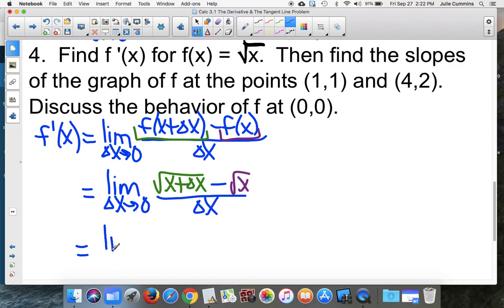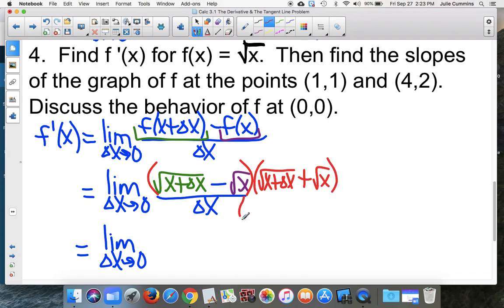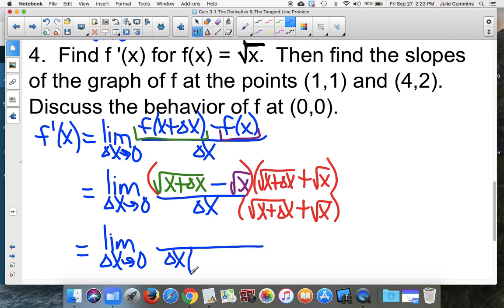So this will be the limit as delta x approaches 0. And what we're going to do is we're going to rationalize the numerator. So I'm going to multiply this by the square root of x plus delta x plus root x. I'm going to do that on the top and bottom. Okay, now the denominator, don't do anything with that, just leave it.